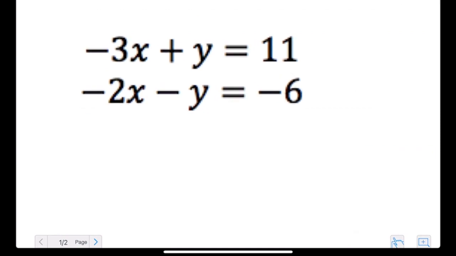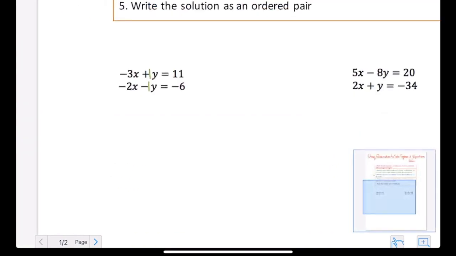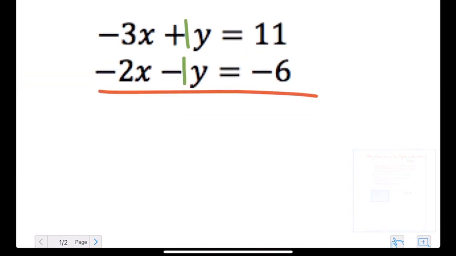So let's just look at this. I want you to notice for the x's, one of the coefficients is a -3 and one is a -2, so they don't match each other. Now look at the y's though. Remember, if there's no number in front of the y, it's an understood 1. And notice what you have. It's a +1 and a -1. So here they match except for one is a positive and one is a negative. So watch what we can do. We're not going to have to multiply either equation. So step 3 here is we're going to add the two equations together so that the matching term is eliminated. Let's see what that looks like.